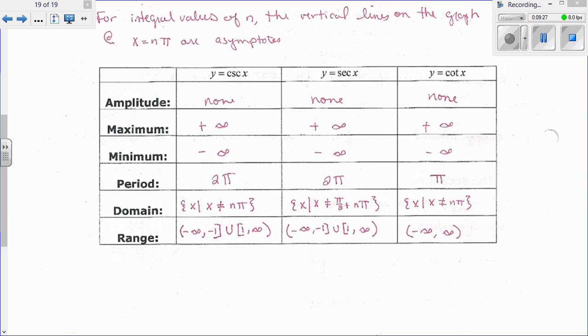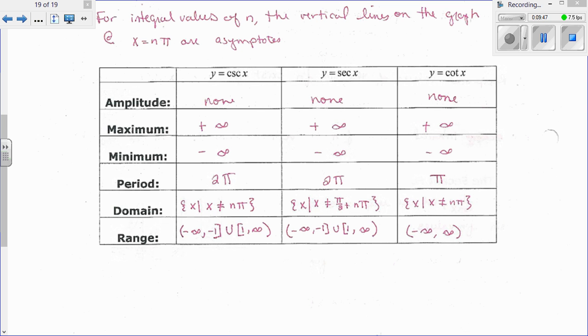Period is how long it takes to complete one cycle. So the period for cosecant and secant is 2 pi, because that's what the period is for sine and cosine, and it's just a reciprocal function. And cotangent, the period is pi, because that's what it is for a tangent. That's how long it takes to complete one curve.